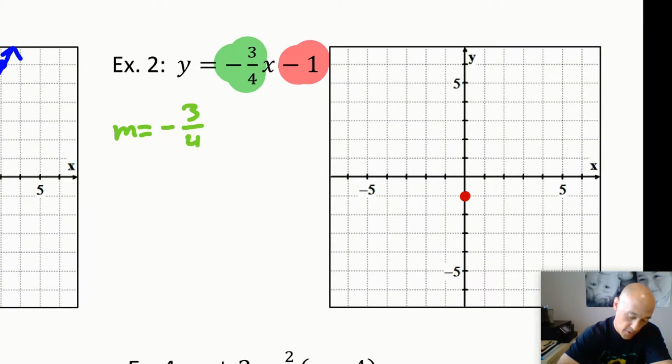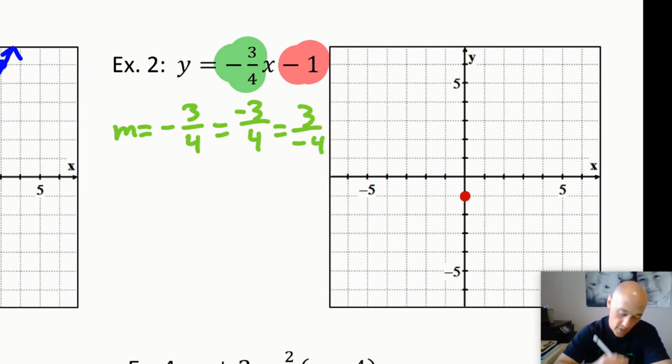Negative 3/4 is negative 3 over negative 4, negative 3 over positive 4, or 3 over negative 4, either one of those. So this says to go down 3 and to the right 4. And I can't go down 3 and to the right 4 any farther because I'll be off the graph. This one says to go up 3 and to the left 4. And similarly, I'll go off the graph if I go any further.